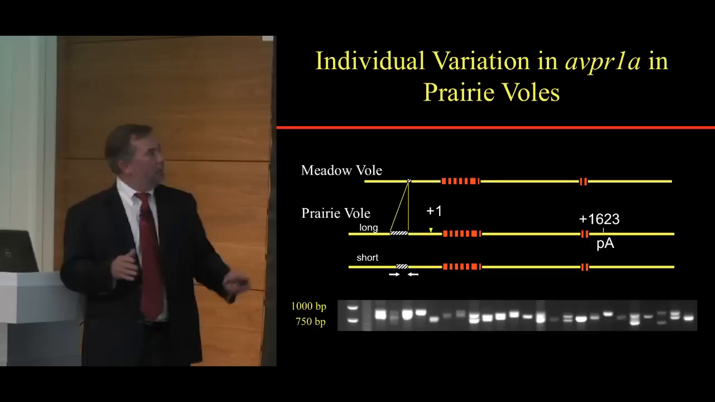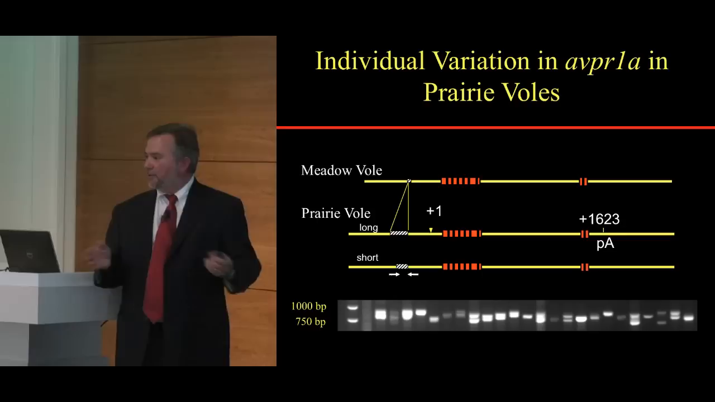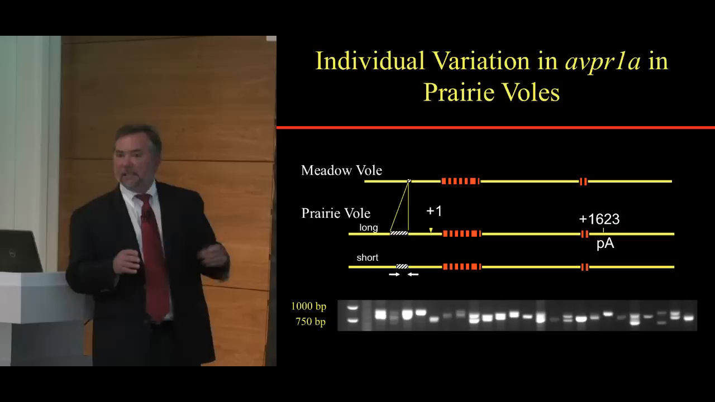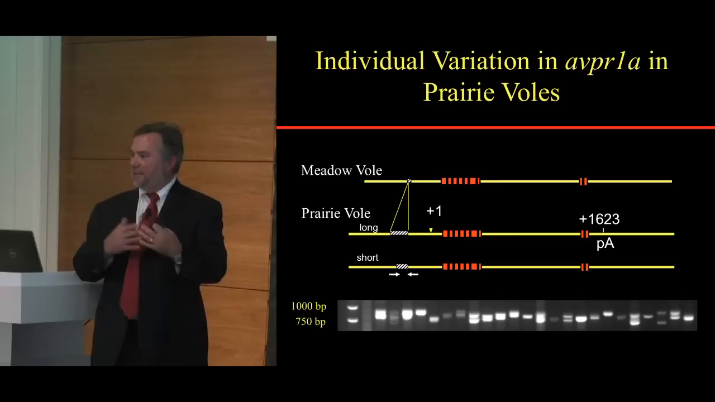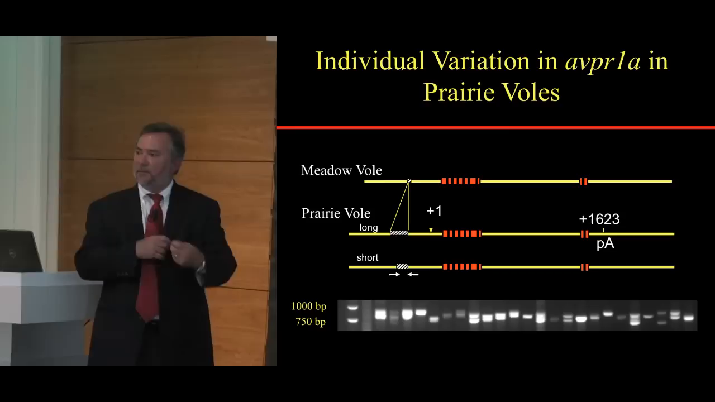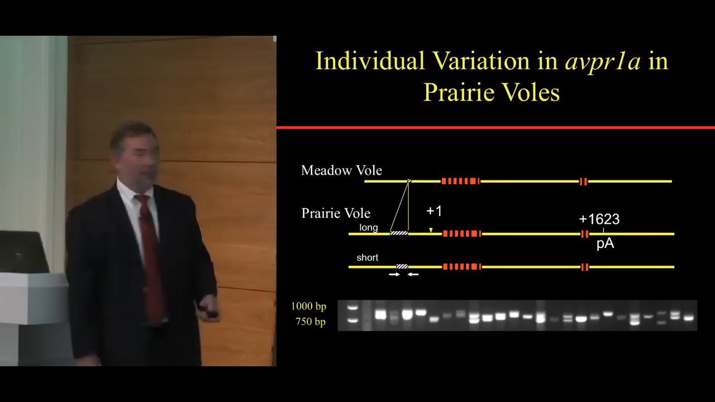Until you get into the promoter of the gene, there was an element called a microsatellite element that was about 350 base pairs longer in the prairie vole than in the meadow vole. This is a highly repetitive stretch of DNA that tends to be unstable over time. So I thought maybe this is a mechanism of producing variability in expression that then can produce variability in behavior, which natural selection can then act on.